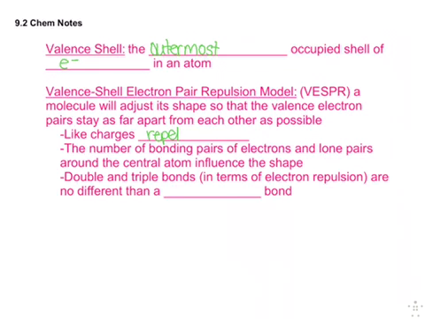The number of bonding pairs of electrons and lone pairs around the central atom also influence the shape. Double bonds and triple bonds, in terms of electron repulsion, are no different than a single bond. Only when we talk about electron repulsion, though. A double bond doesn't repel electrons more than a single bond does. They repel them equally.